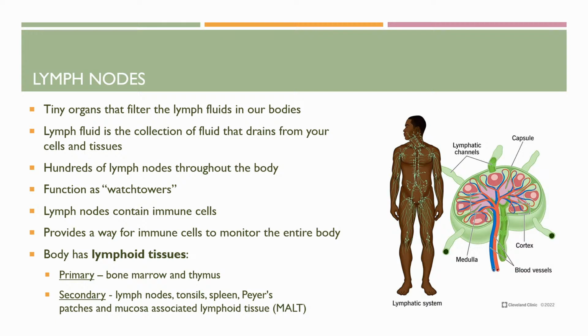And reminder, the body has lymphoid tissues. So lymphoid tissues are tissues that have connections to lymph and blood vessels. And so the primary lymphoid tissues are the bone marrow and the thymus, and secondary lymphoid tissues are the lymph nodes, your tonsils, your spleen, Peyer's patches, and those mucosa-associated lymphoid tissue, or gut-associated lymphoid tissue, or MALT or GALT.